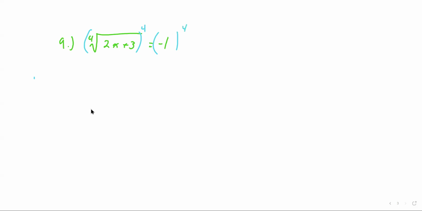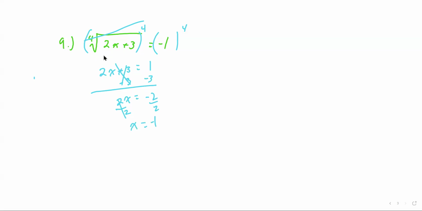All right, so same concept. So then we cross out, so we get 2x plus 3. Negative 1 to the fourth power would actually just be positive 1, because negative 1 times negative 1 is 1, times negative 1 is negative 1, times another negative 1 will give me back to positive 1. I'd finish this out, so I'm going to subtract 3. So I get 2x equals negative 2, divide by 2, and I get x equals negative 1.